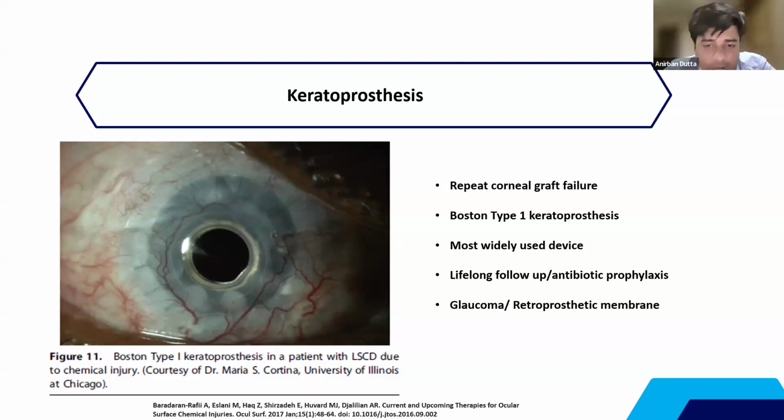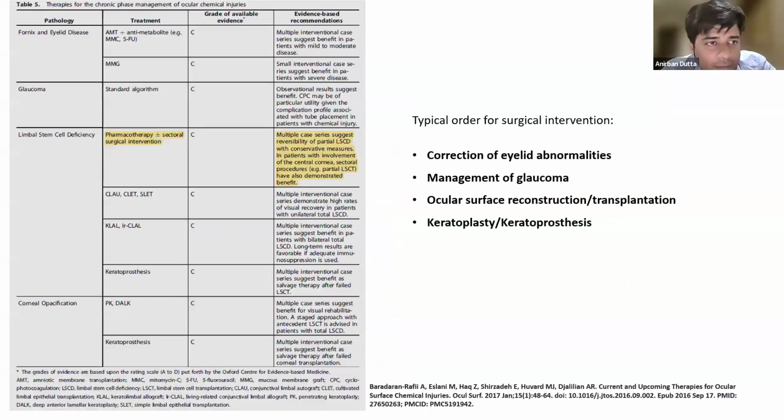And this is again a table taken from this excellent article, and it sums up all the measures which I spoke about. Whenever you are dealing with a chronic phase or the chronic sequelae of a chemical injury, there is a typical order for intervention. First, you correct the eyelids. Second, you manage glaucoma. Third, you go ahead and perform ocular surface reconstruction or transplantation, as mentioned, that is, do a slit. And in the end, you come to a keratoplasty or a keratoprosthesis.